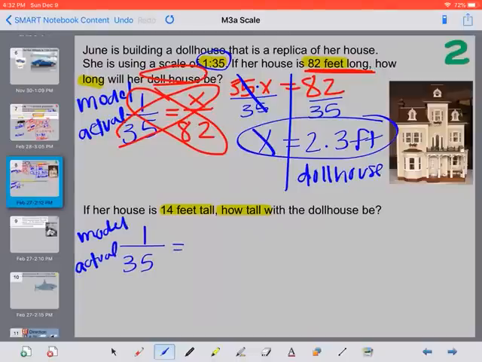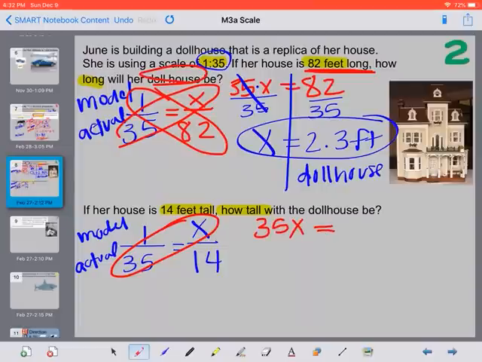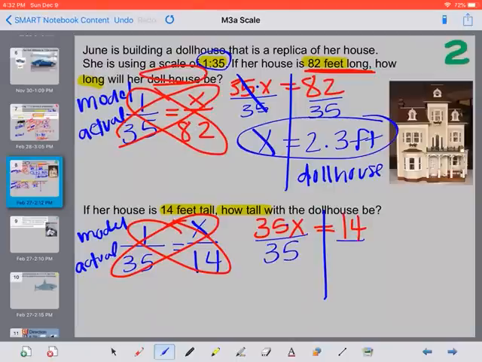So we know the actual house is 14 feet tall. We want to know how tall the dollhouse will be. That's the part we're missing. So cross multiply: 35 times x is 35x. 1 multiplied by 14 is still just 14. The opposite of multiply is divide. Divide.